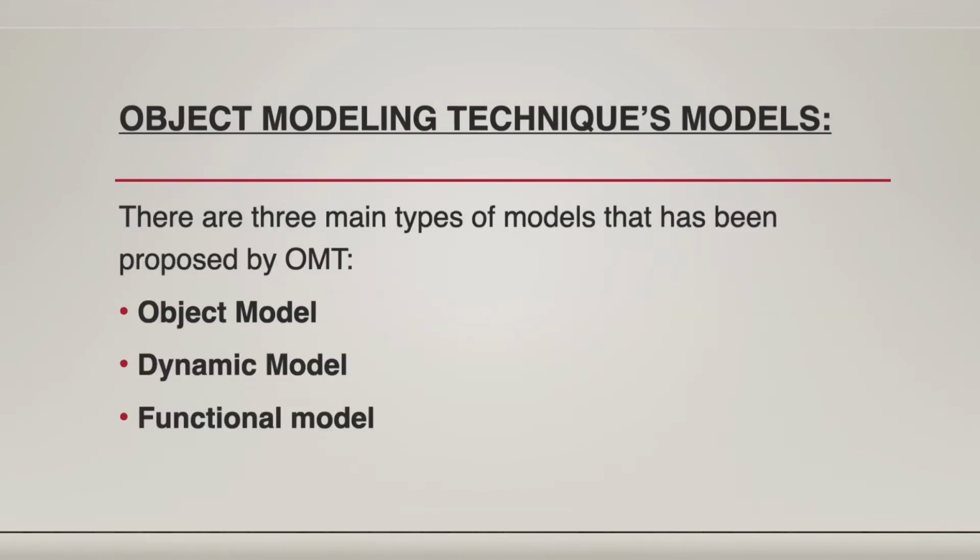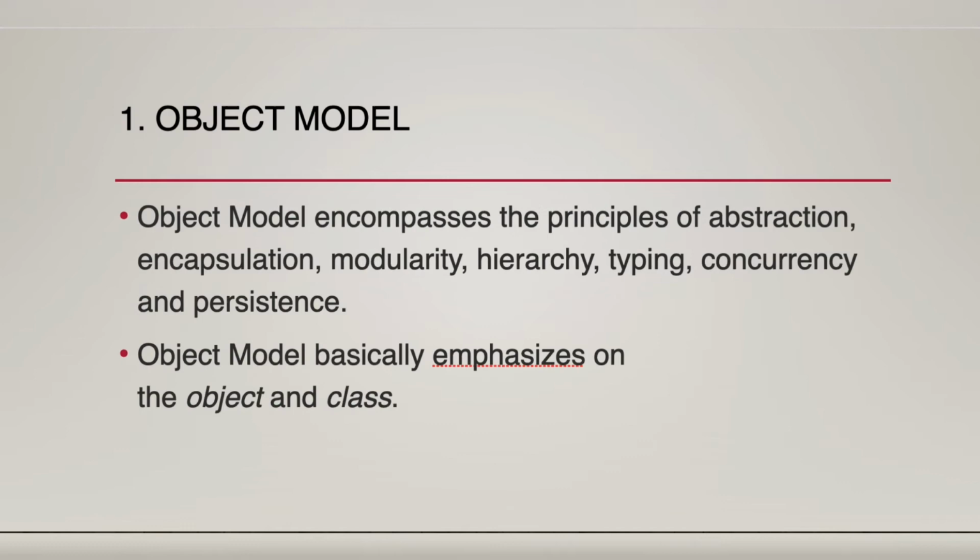Now, let's see the various object modeling technique models. There are three main types of models that have been proposed by OMT. First is the object model. The object model encompasses the principles of abstraction, encapsulation, modularity, hierarchy, typing, concurrency, and persistence. Object model basically emphasizes the object and class. Main concepts related with object model are classes and their associations with attributes. Predefined relationships in object models are aggregation and generalization, that is, multiple inheritance.